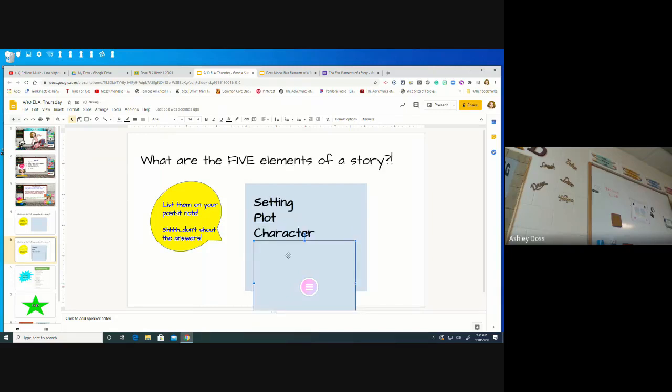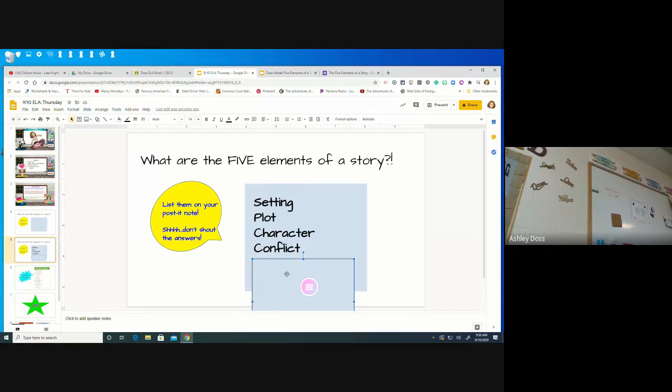Character. So characters are the people experiencing the action. People, animals, whatever. Conflict. Several of you wrote problem. That is correct. Conflict is the problem or the struggle that a character faces in a plot.